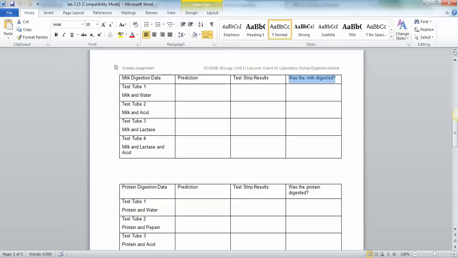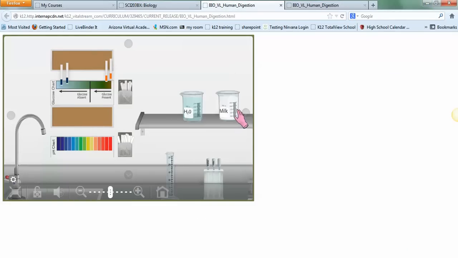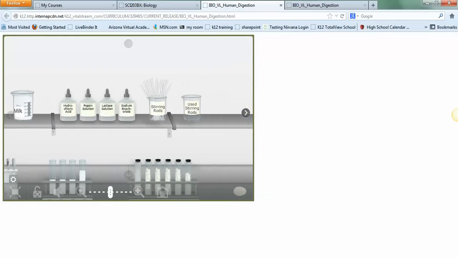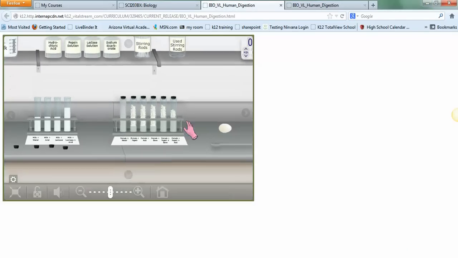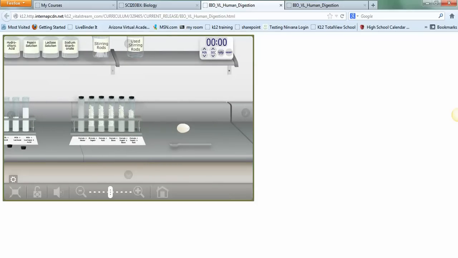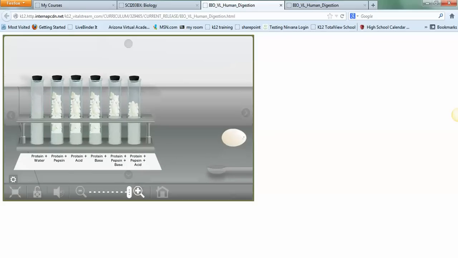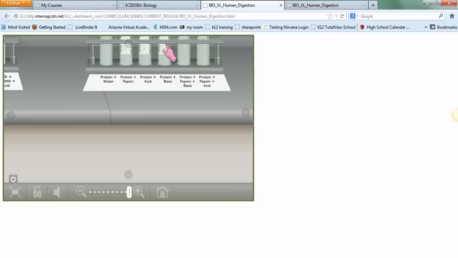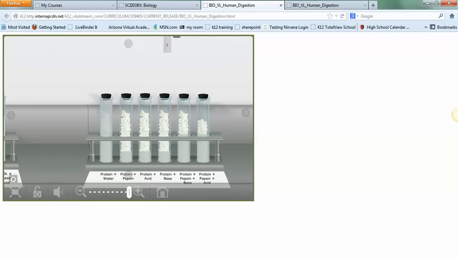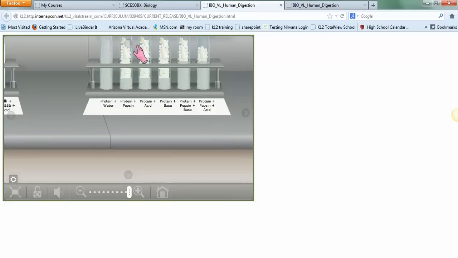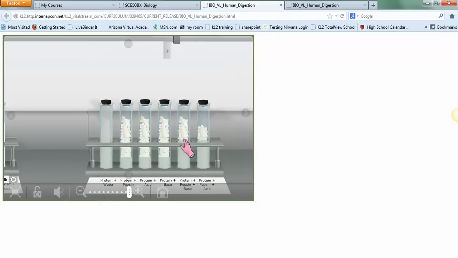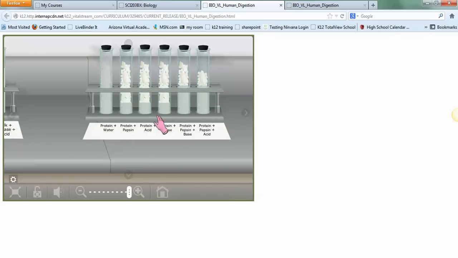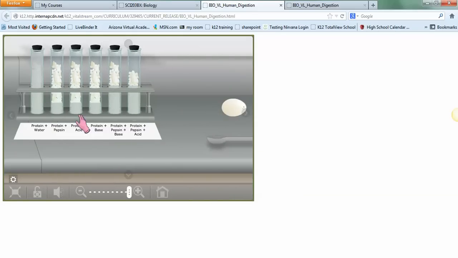Next, we're going to go back to our virtual lab and take a look at our egg. Your results may look very different compared to mine, so do not use my results for your lab. You're going to zoom in on these test tubes, and all you have to do is make an observation. You're not actually going to be doing anything with the test tubes. I'm sorry to make you dizzy. All right, so you're just going to observe. You don't have to remove any stoppers. You don't have to test anything.